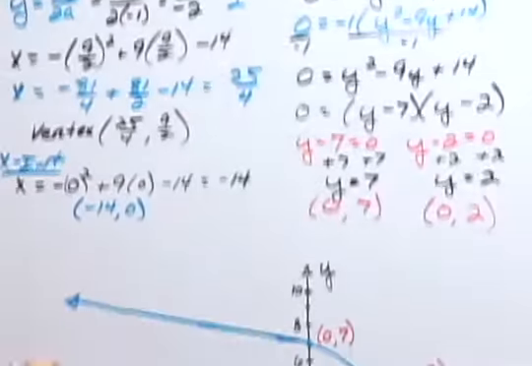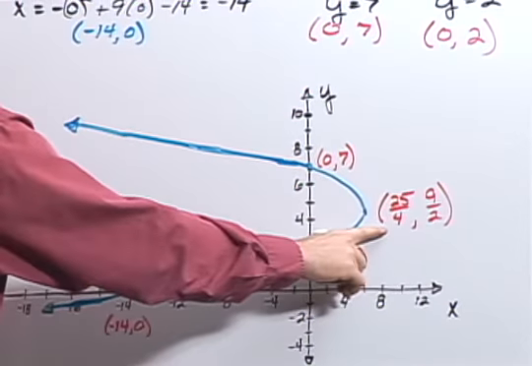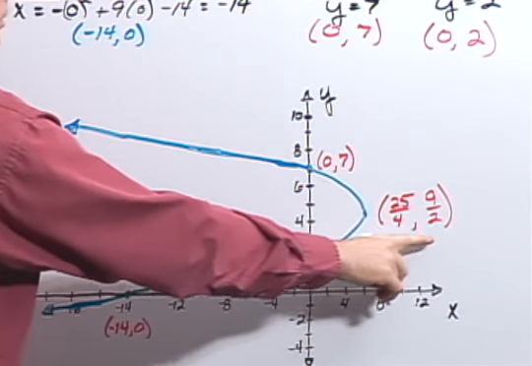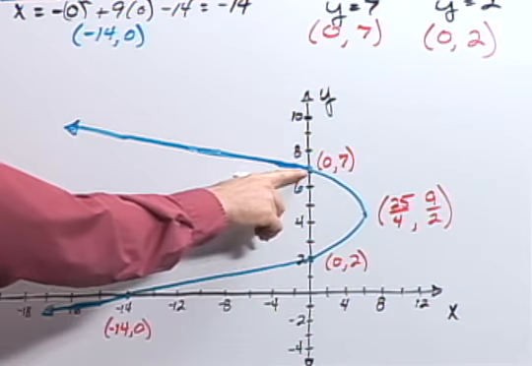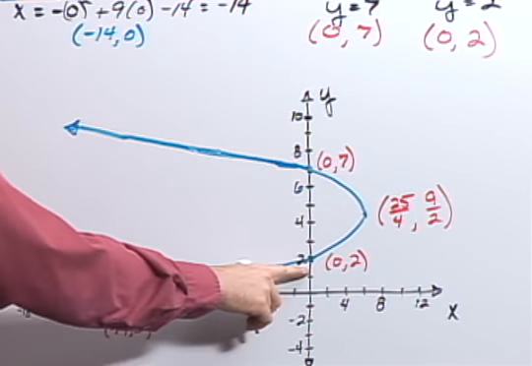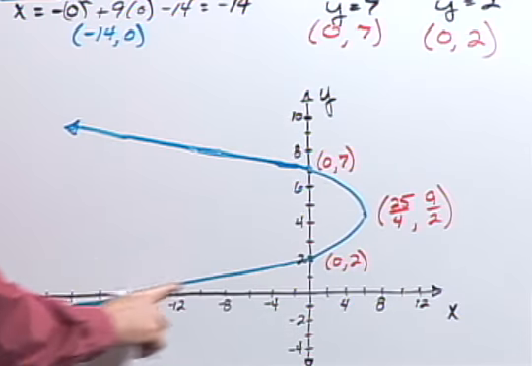Now that I found that information, let's come down here to our graph. We see that we have the vertex at (25/4, 9/2). We have the y-intercepts at (0, 7) and at (0, 2). And we have our x-intercept at (negative 14, 0). From these points, we can sketch our graph.